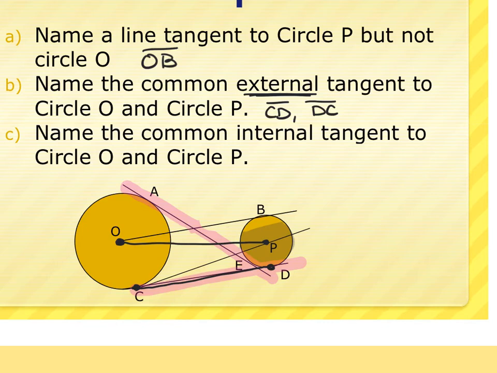C is a common internal tangent. So internal is the one that crosses through that segment that connects the two centers. So this would be AE. So E is kind of like that point right there.